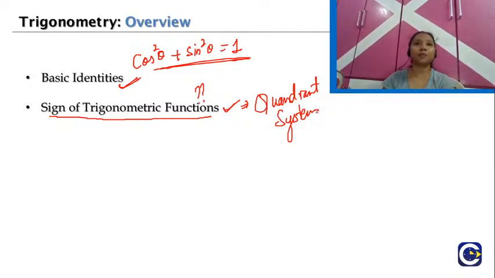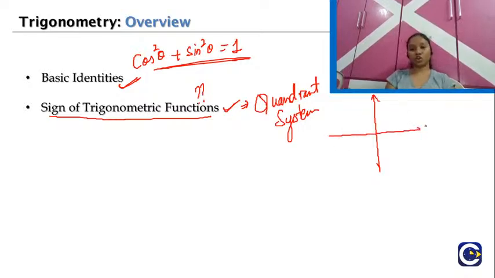Have you guys heard about the quadrant system? Or else you might have heard this particular sentence, "All Silver Teacups." Maybe in your schools, from any of your sirs or in any of your books, you might have seen this typical sentence, All Silver Teacups, right? Why do we use this typical sentence? To help us remember the signs of trigonometric functions in an easier way. Let me show you that particular quadrant system.